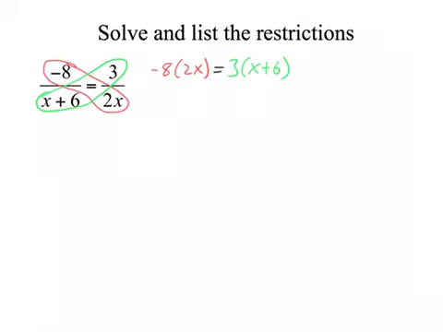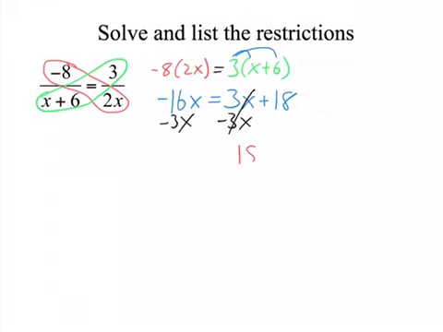So on the left side, we get negative 16x. On the right side, you're going to distribute the 3, getting 3x plus 18. And then we just solve like our normal solving methods. The fractions are gone. So I move the 3x over. All right. That leaves me an 18 over here and a negative 19x. Equals in the middle still.